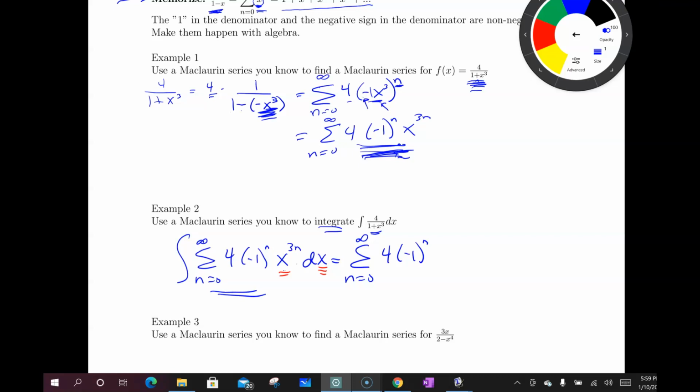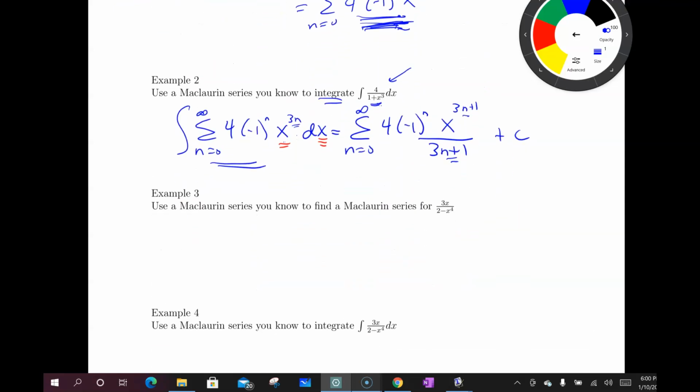So how do you integrate x to the 3n? You add 1 to the exponent and you put it over that same number, plus c. So I added 1 to that exponent and put it over that same number. I just integrated the Maclaurin series where I could not have done the integral any other way. All of our integration techniques left us nothing for this. That's why we wanted to do the Maclaurin series. So it's kind of a two-step process, right? If I find the Maclaurin series for this, then I can use it in the next step to integrate.